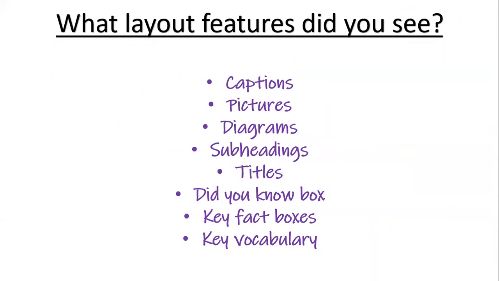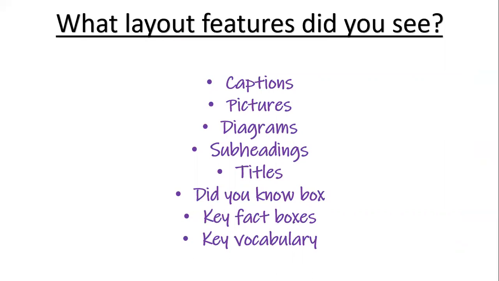So there were captions, which go underneath a picture or a diagram to tell you what it's about. There were pictures and there were diagrams. So the difference between a picture and a diagram is a picture is often just a photograph, whereas a diagram actually is a drawing that shows you how something works or what something's like inside, and it's normally got labels on it showing you about the different parts.